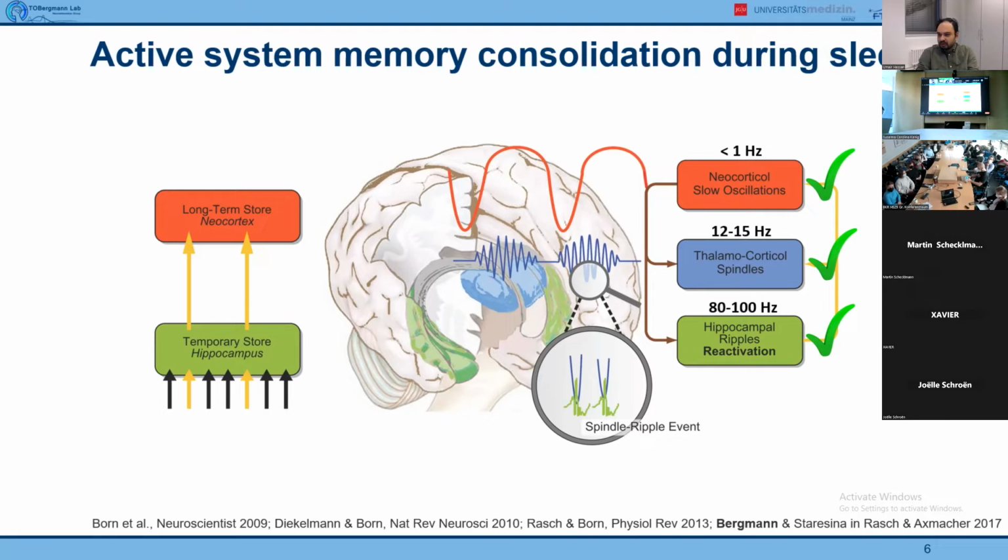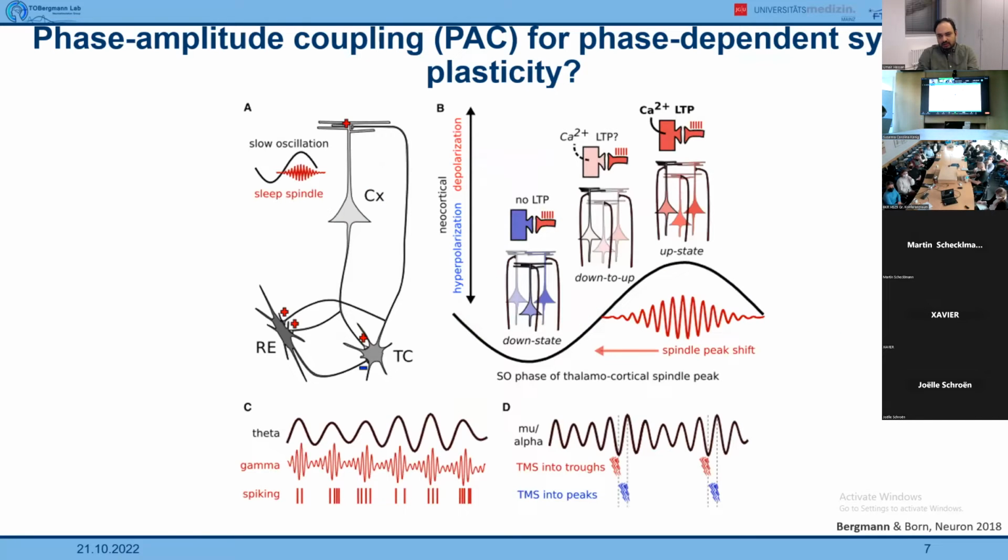Therefore we decided to study the spindles with the help of TMS EEG studies. In summary, all of the sleep and memory research converges to the notion that the phase and amplitude coupling between the slow oscillations and the spindles, and also the spindles and ripples, is important for synaptic plasticity and rescaling of the weights, and therefore long-term memory formation.